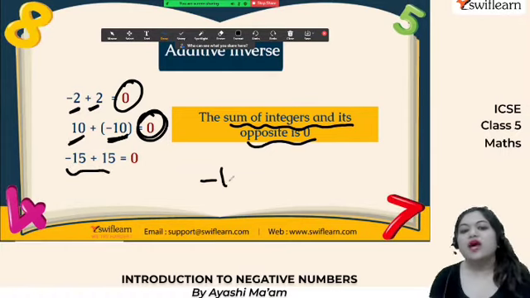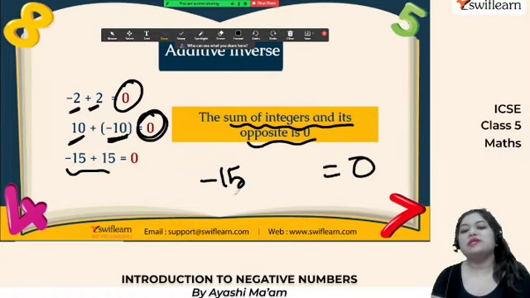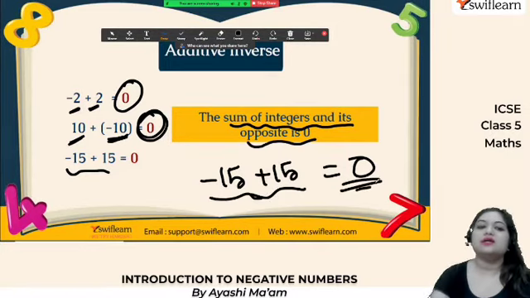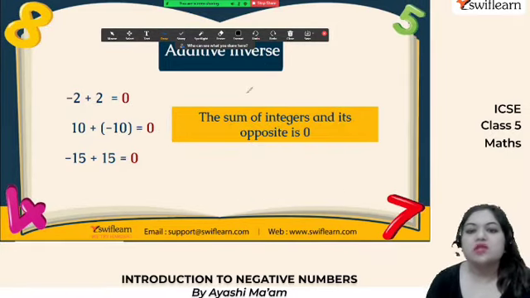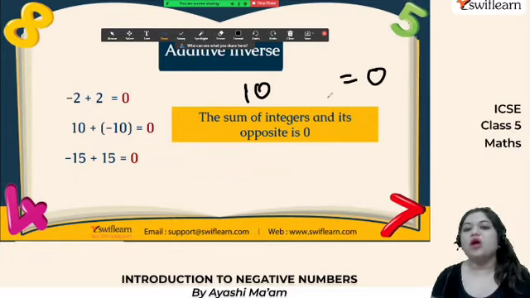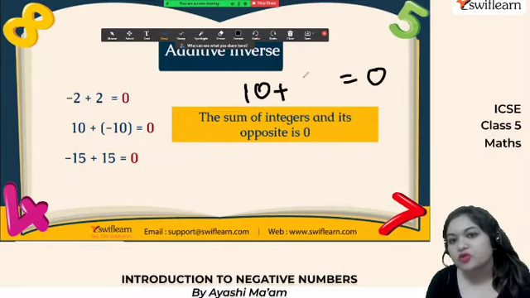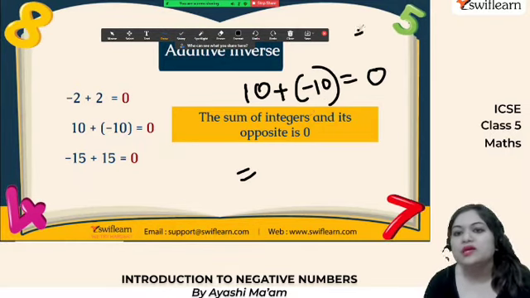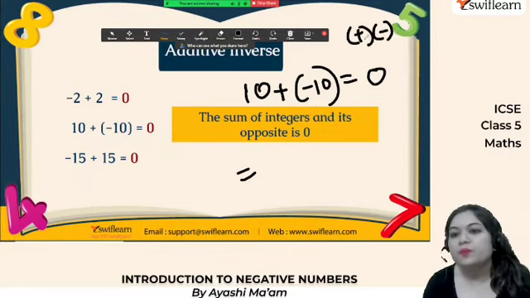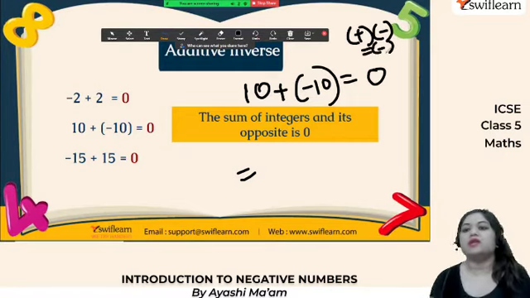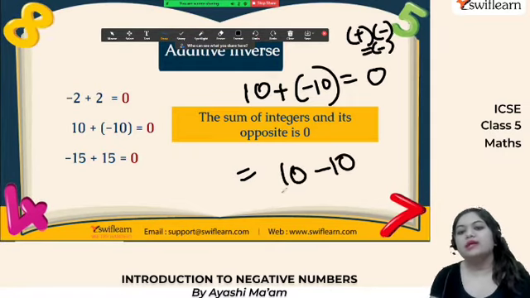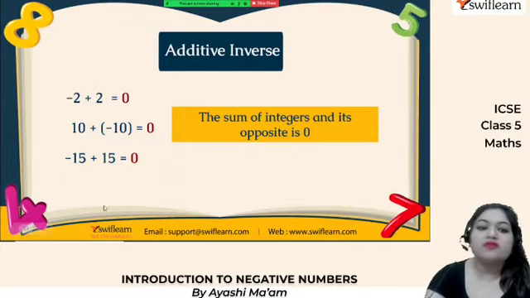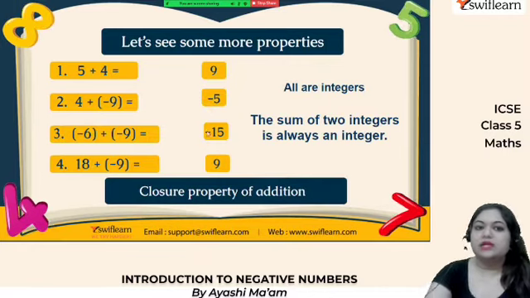Again, suppose we have minus 15. So how can we get 0 from minus 15? If we simply write the opposite integer, we will get a 0, right? Even in this case also 10. How can we get 0 from this 10? By adding. So if you have to add, then you just have to express it like this, by adding a minus 10. Why? Because plus and minus always gives us minus, right? So this is eventually becoming 10 and minus 10, and that is giving us 0 only. So this is the additive inverse property of integers.